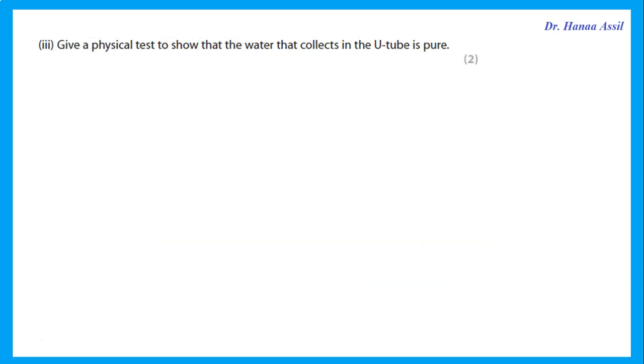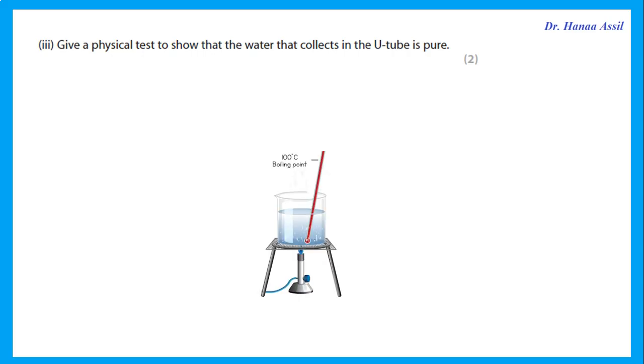Give a physical test to show that the water that collects in the U-tube is pure. So we want a physical test for water, or a test to show that the water is pure. How do we do that? Heat the liquid to boiling. It should boil at 100 degrees Celsius. This is the physical test for water, or test for pure water.